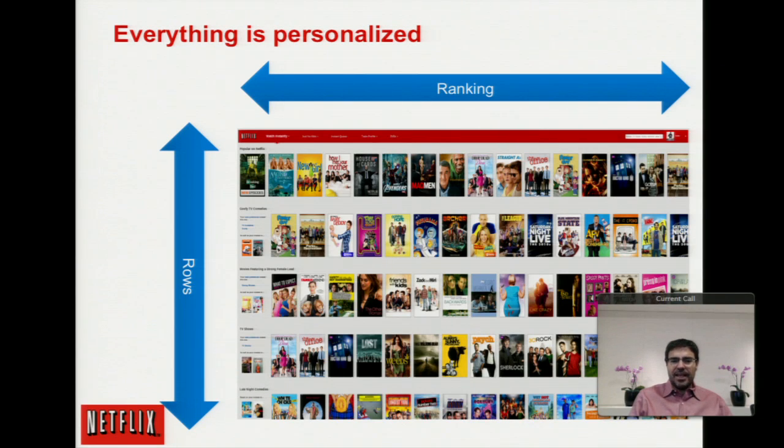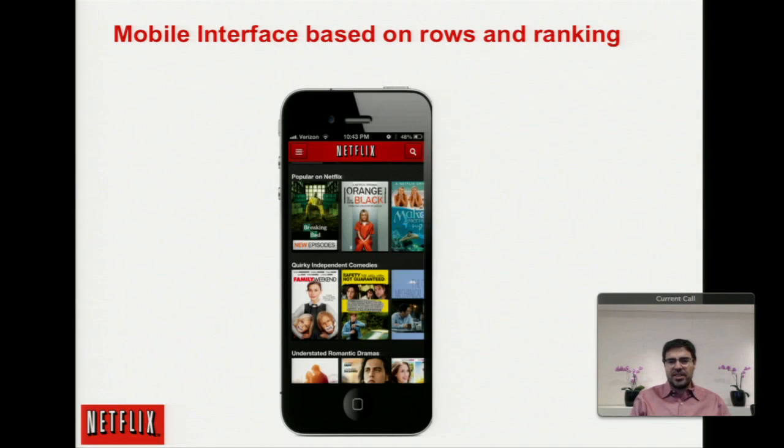And again, what we're seeing now is the web interface. But if we go to the phone, for example, and you look at the iPhone interface, the concept is basically the same. You still have rows which have been selected, and then you have items in the rows that have been ranked. And of course, the number of items that you capture in a screen depends on the device and so on. But the basic idea is the same. It's rows and then ranking in the rows.